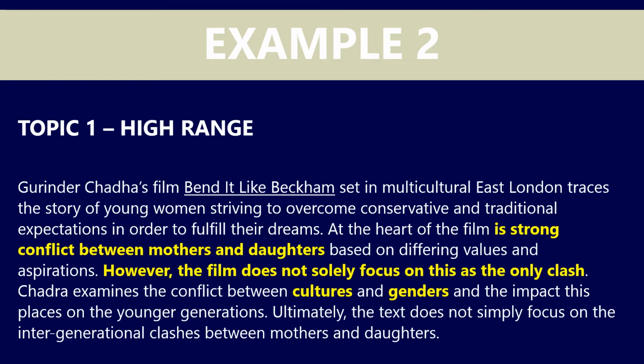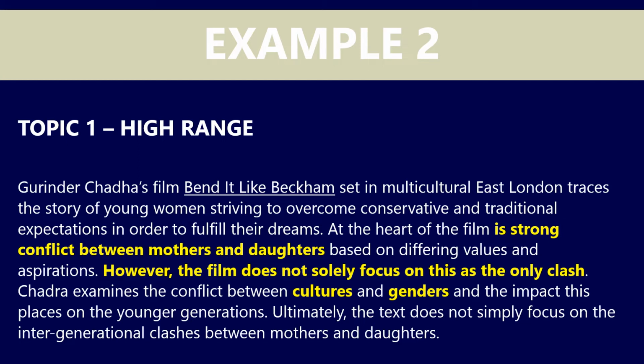So with example 2, it starts with the sentence, Gurinder Chadha's film Bend It Like Beckham, set in multicultural East London, which should actually be West London, traces the story of young women striving to overcome conservative and traditional expectations in order to fulfill their dreams. At the heart of the film is strong conflict between mothers and daughters based on differing values and aspirations. However, the film does not solely focus on this as the only clash. Chadha examines the conflict between cultures and genders and the impact this places on the younger generations. Ultimately, the text does not simply focus on the intergenerational clashes between mothers and daughters.